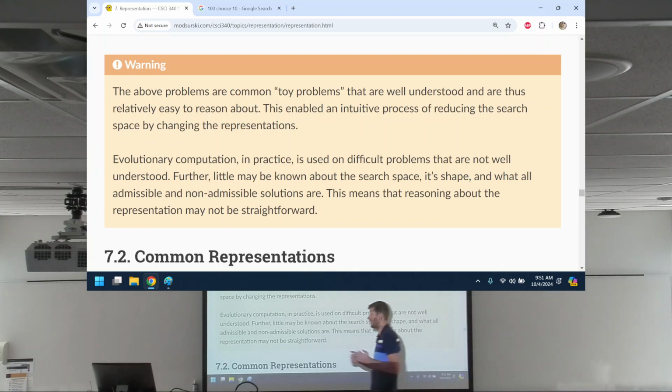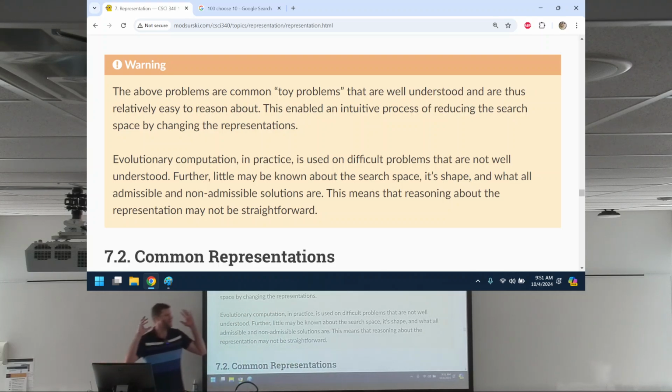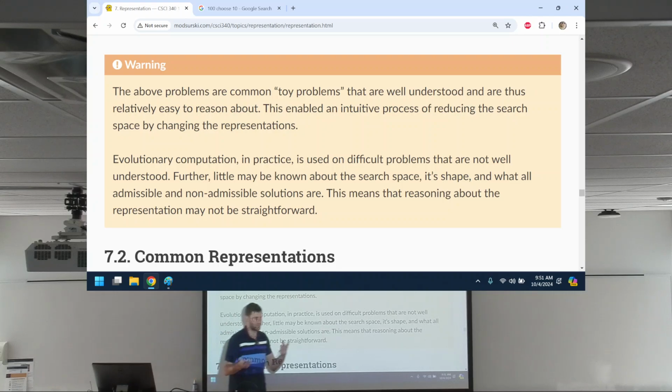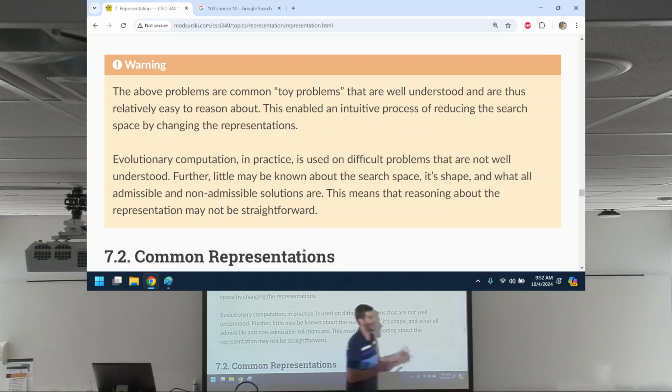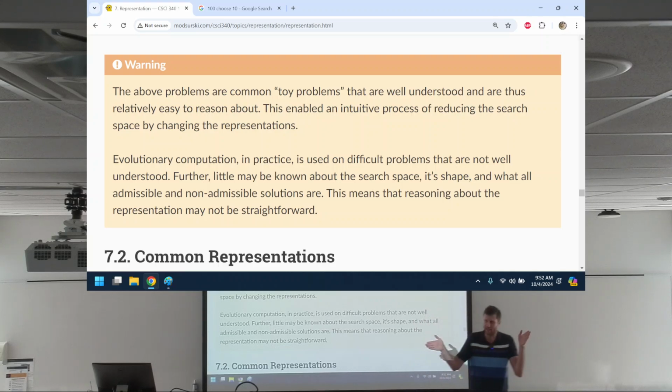So, in practice, though, we've spent all of this time reasoning about these problems, finding that gap, and then making it smaller and smaller and smaller.